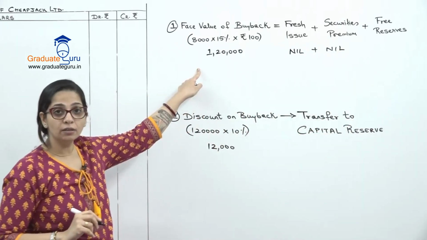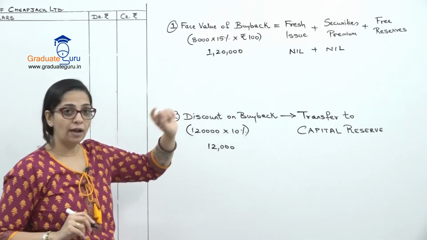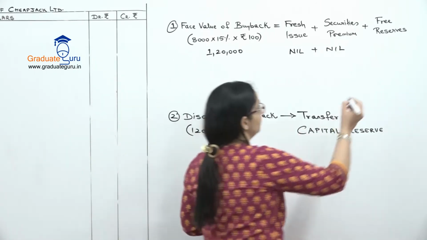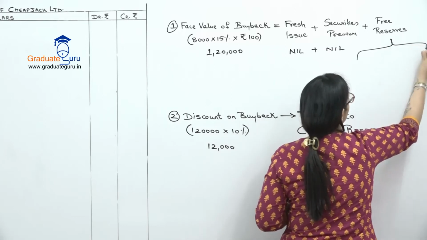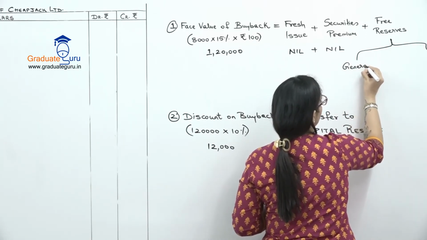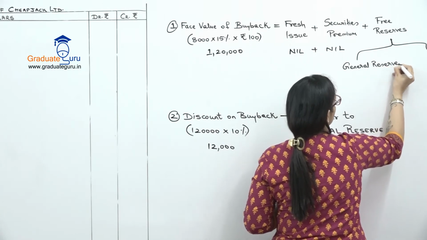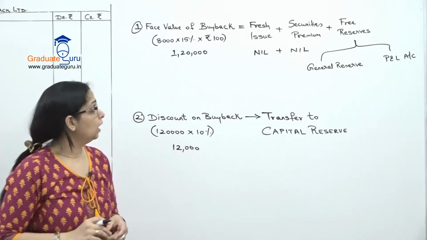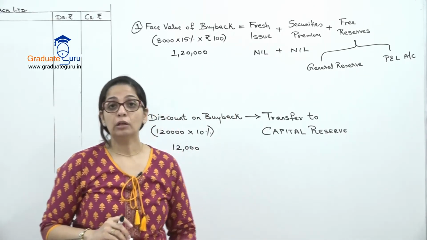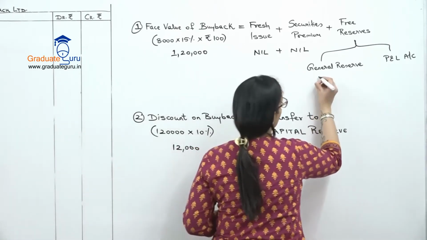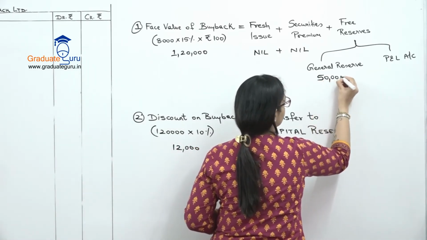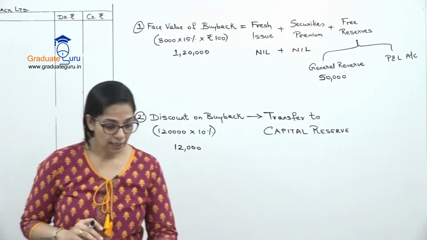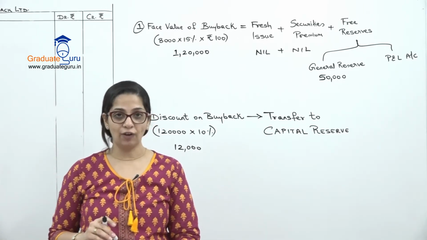I want 1,20,000, right? I have two reserves given to me, general reserve and profit and loss account. So let's break that up. General reserve and P&L account. Now, what is the amount in general reserve? 50,000. So, let's write that down. What is our P&L account balance? P&L account balance given is 75,000.